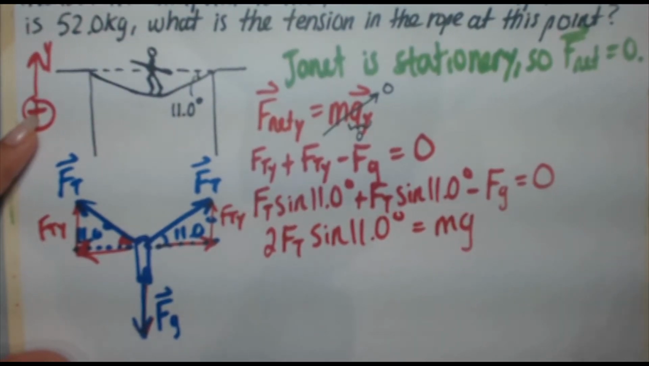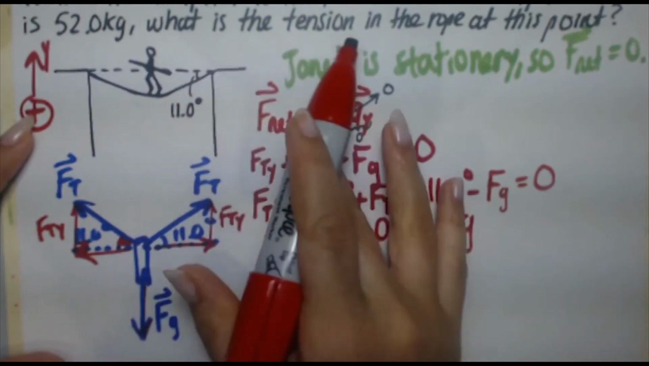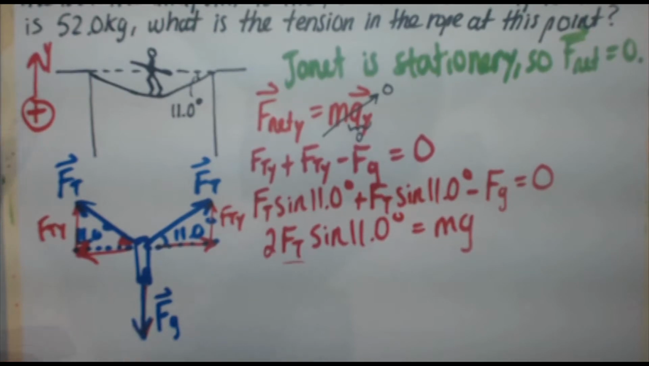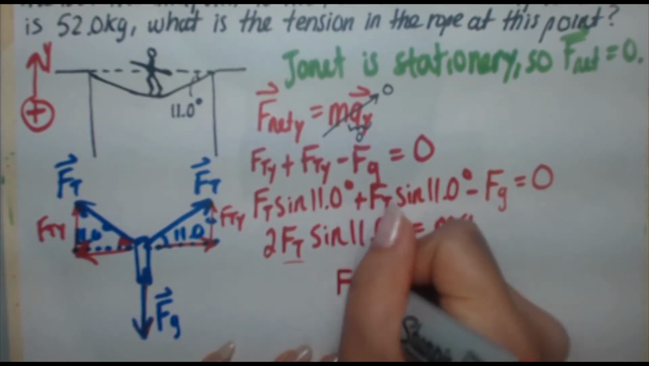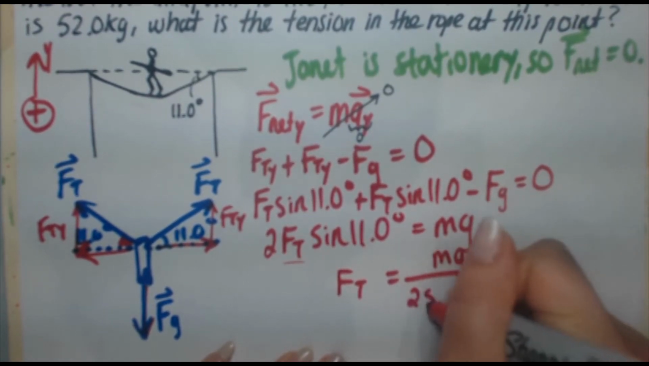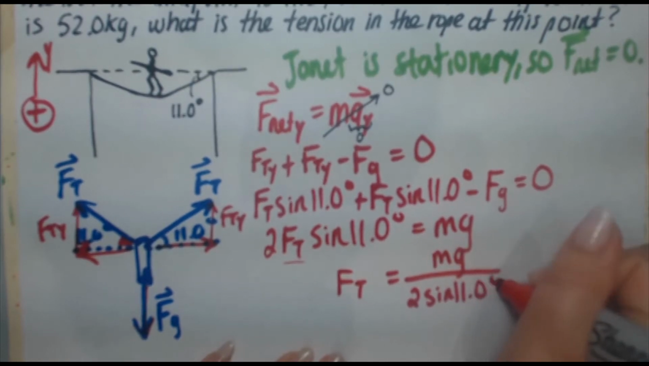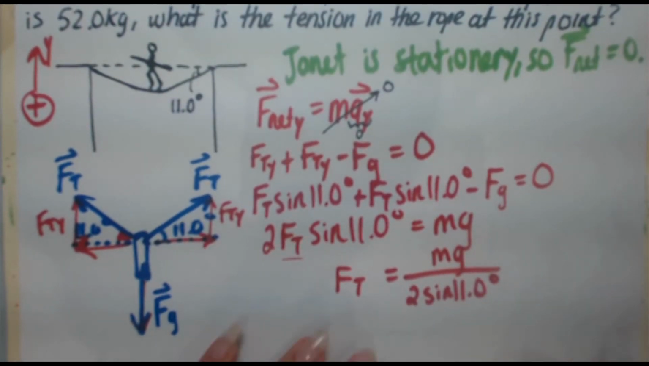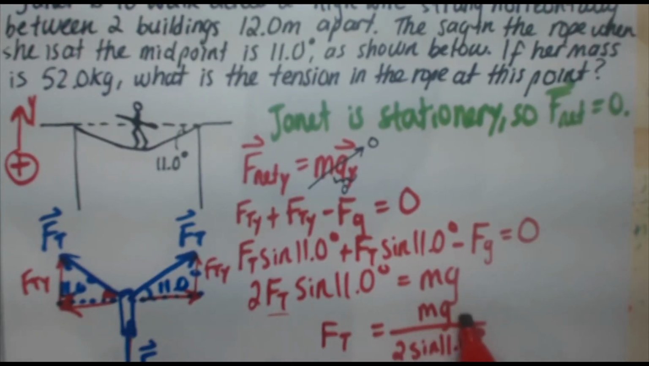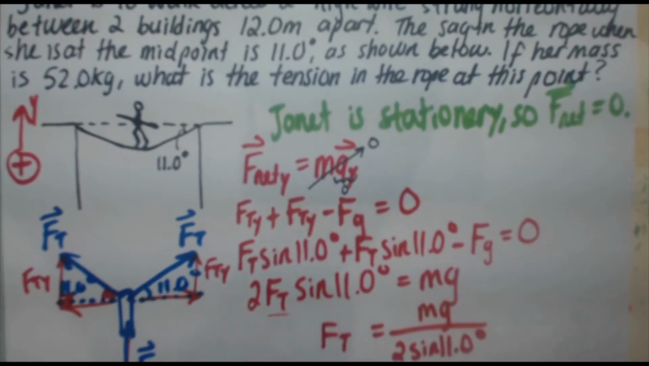Now I'm trying to find the tension in the rope, so I'm looking for FT. Let's isolate for FT. If I do that, I get FT equals mg over 2 sine 11.0 degrees. At this point, it's simply a calculation. We know the mass, it's 52.0 kilograms, g is 9.8, and the bottom is simply an expression that turns into a number.